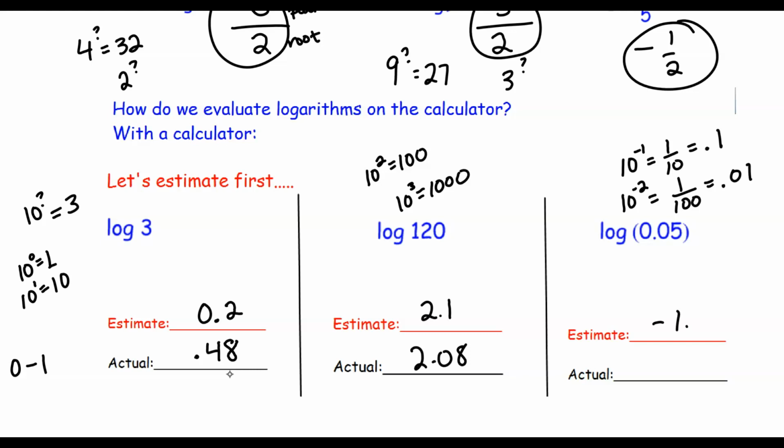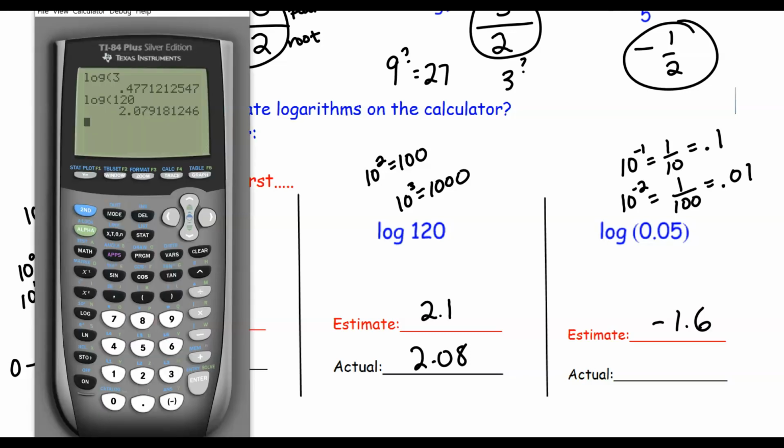So like maybe -1 point. Well, it's not really close to 0.01, so I don't know, like maybe -1.6 or something. Let's check it out. So log of 5/100ths. All right, so -1.3.